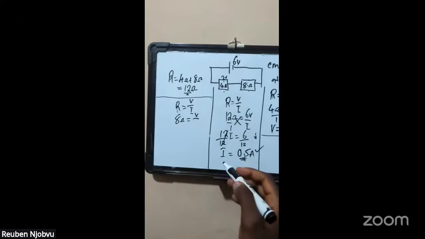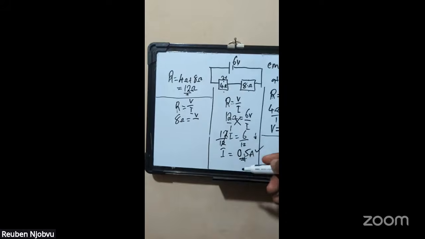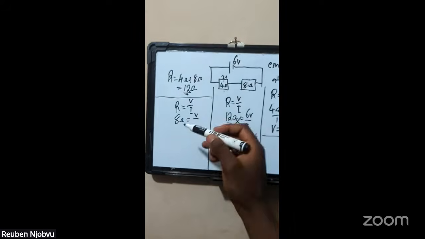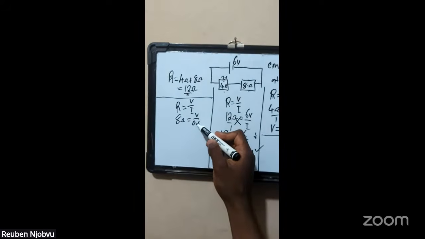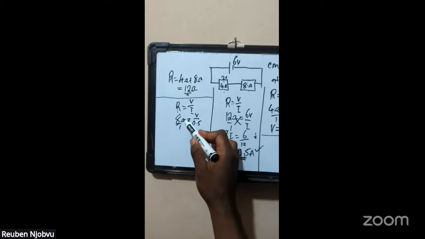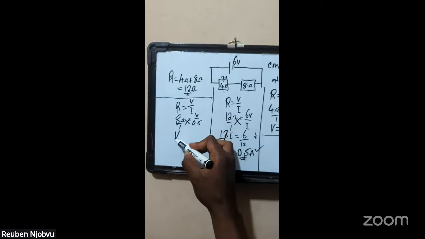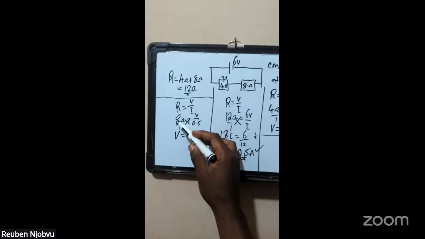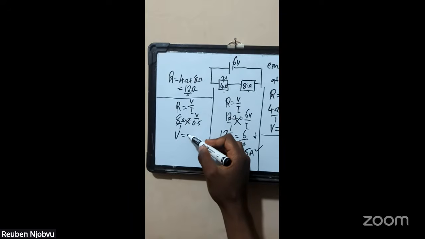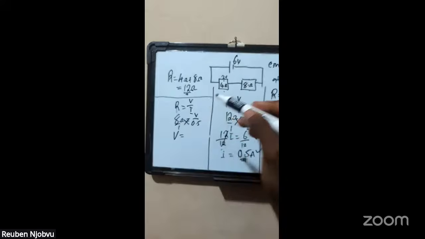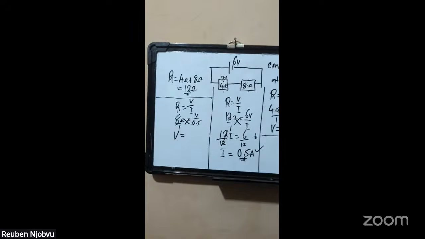What is the current? In series, the current is the same throughout. So it is 0.5. What do you do at this point? You cross multiply, meaning voltage is equal to 8 times 0.5. You get what? What's your answer? 8 times 0.5. Your answer is what?